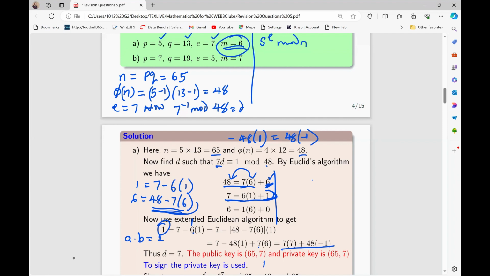What we have is that 1 is equal to 7 times 7 minus 48 multiplied by negative 1. No, by plus 48. So in other words, the number that is multiplied by 7 to give us 1 is 7. So 7 is the inverse of 7. So we wanted the inverse of 7, and that inverse is also 7. So that is our D.